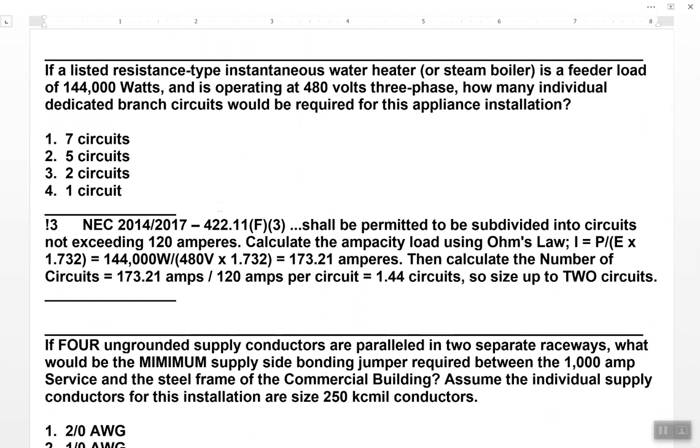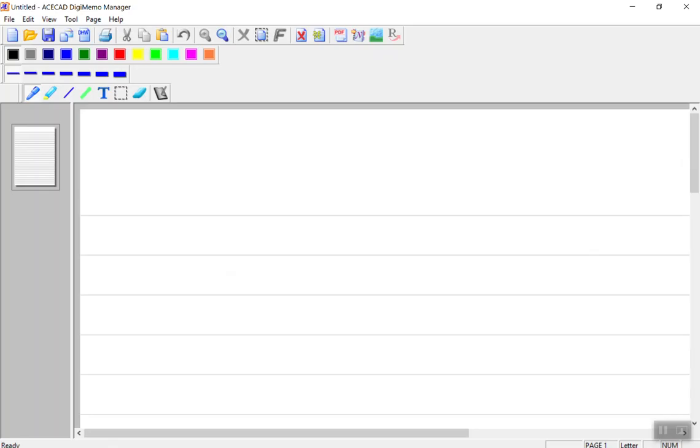So we're going to go through the math on that one and make sure we get it in our notes, okay? So let me go back to my notepad, you go back to yours, and let's put this one down in our notes, okay? The thing about the resistance type instantaneous water heater, there's actually an article reference for that. Since it's an appliance, and those of you who've been studying probably know that appliances are in 422, right? So 422.11 F as in Frank 3, and that's going to be for the water heater.